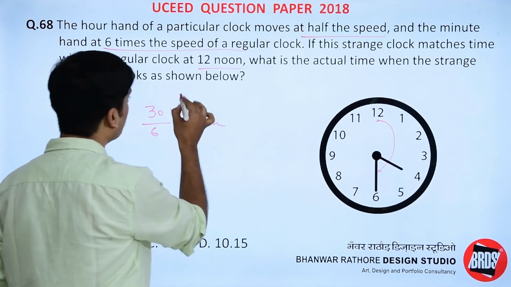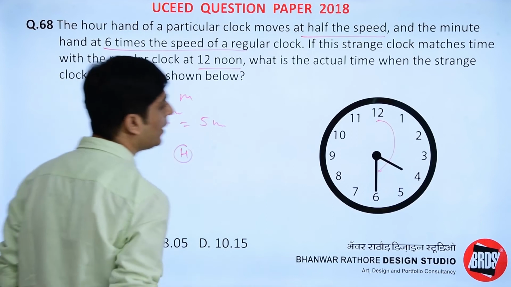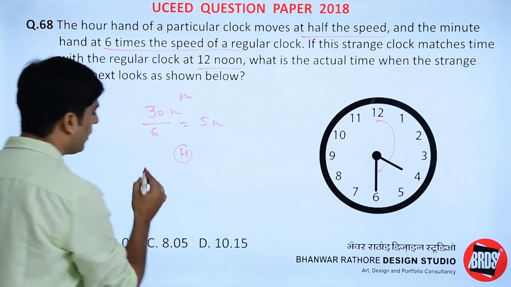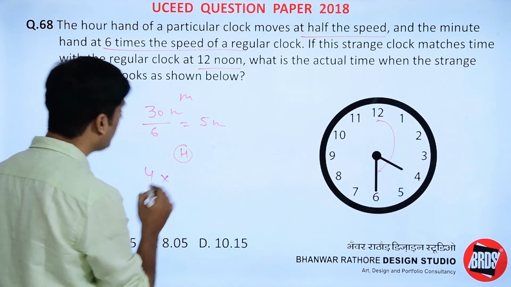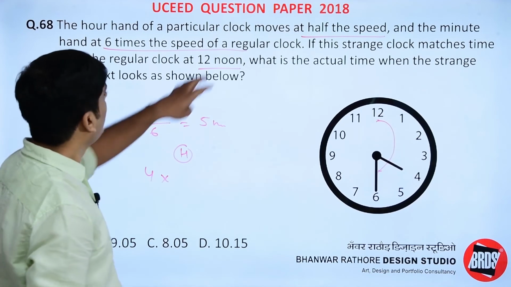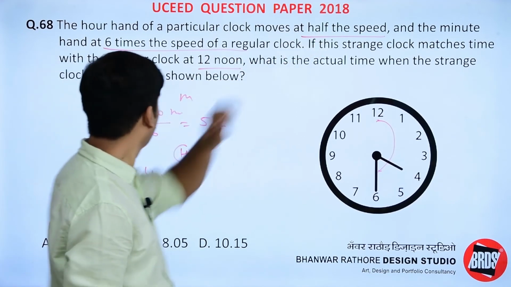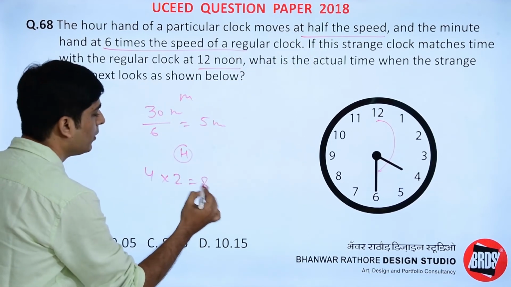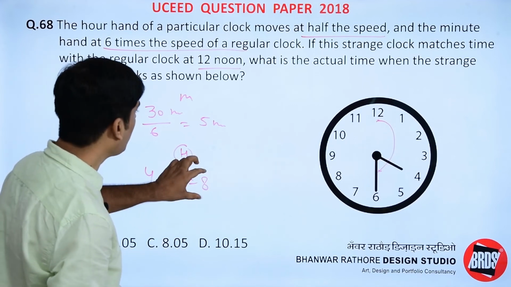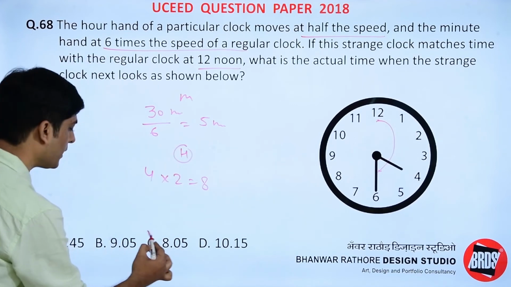Now this is the minute hand. Now coming to the hour hand. The hour hand has moved how much? 4 hours, and it is going at half the speed, so I have to multiply by 2. So the actual time would be 8 hours and 5 minutes. So option number C would be correct.